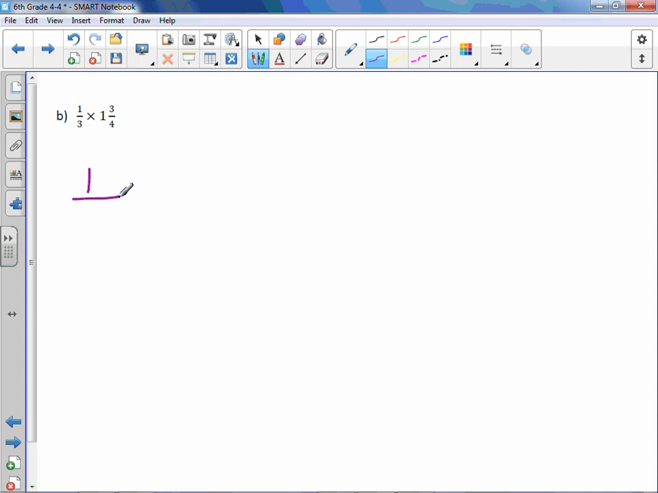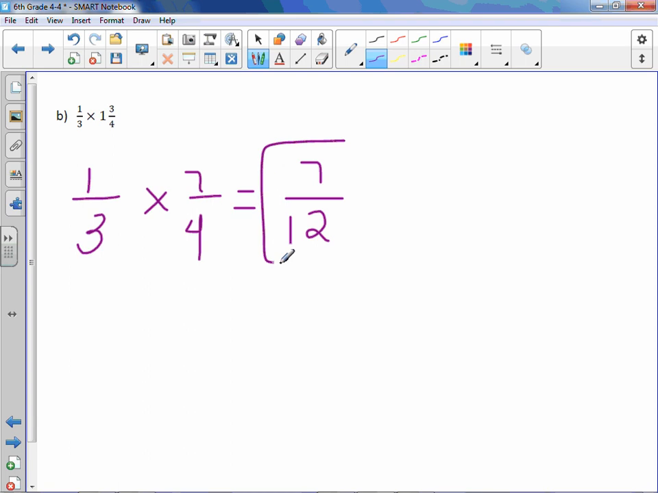1/3 times 1 3/4. 1 times 4 is 4, plus 3 is 7. So this is 7/4 as an improper fraction. Multiply across. 1 times 7 is 7. 3 times 4 is 12. And it cannot be reduced.